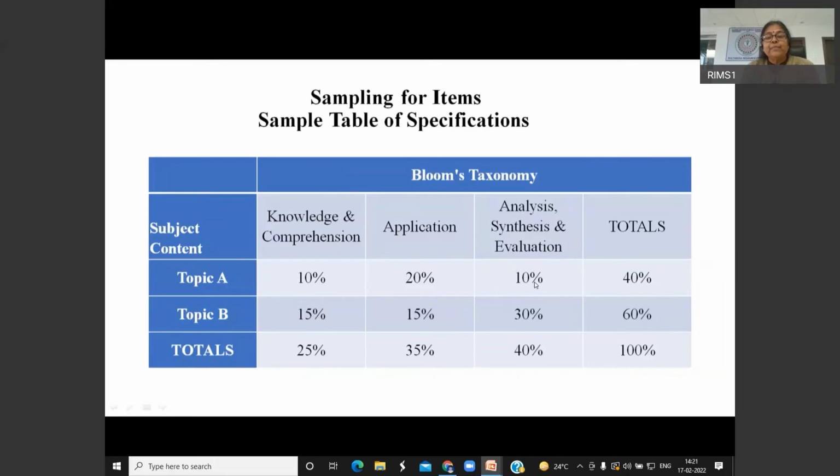In that case, it may be 10%, or even 20%, and this would have been 10%. And this should be 30% if it is a very important topic. So altogether, what we are seeing is that from the lowest level of learning, 25% of questions should be there. For application, 35% should be there. For higher domains, 40% should be there, that is analysis, synthesis, and evaluation. So the highest domain should include the highest contribution of the marks or questions. Okay, so I think now we are clear about it.